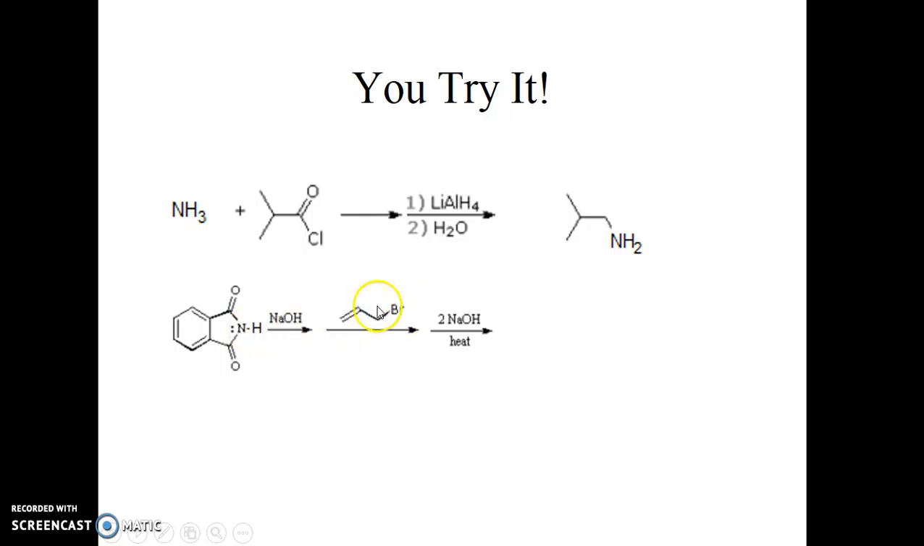Then you treat it with allyl bromide, and you get an SN2 on this primary carbon, and then treatment with sodium hydroxide cleaves the imide to give us the amine. Here's the amine, and there's the salt of the phthalic acid, easily removed with a water wash.